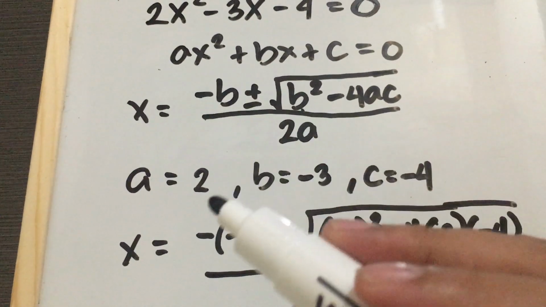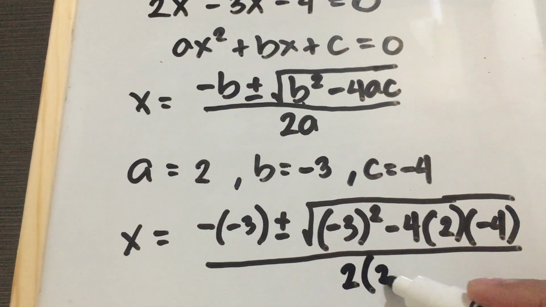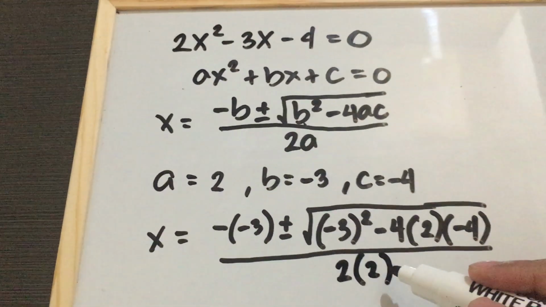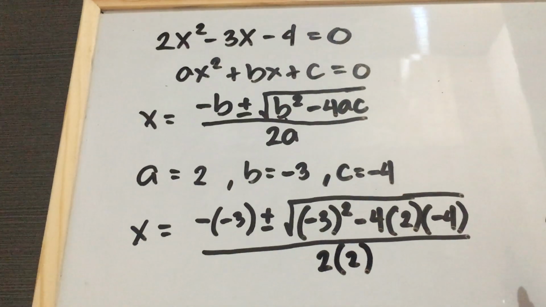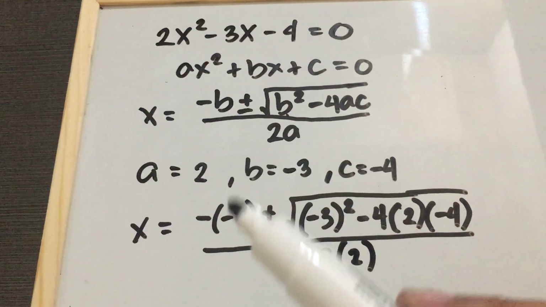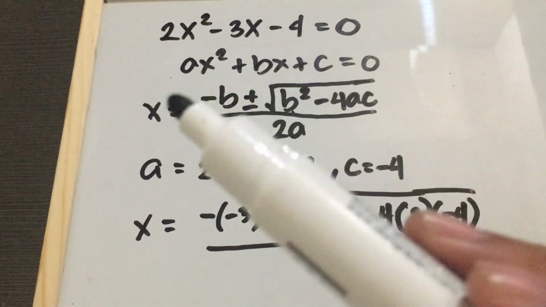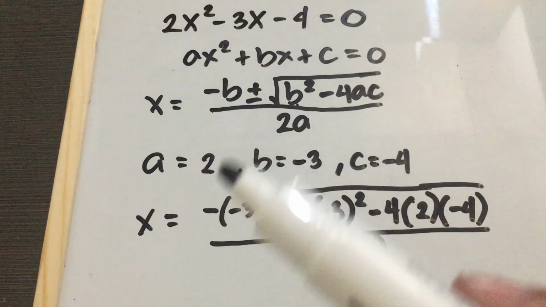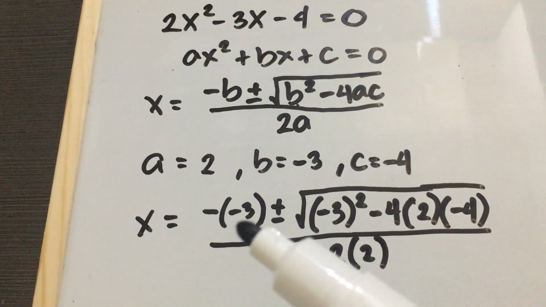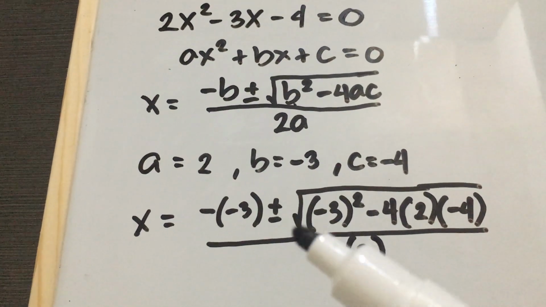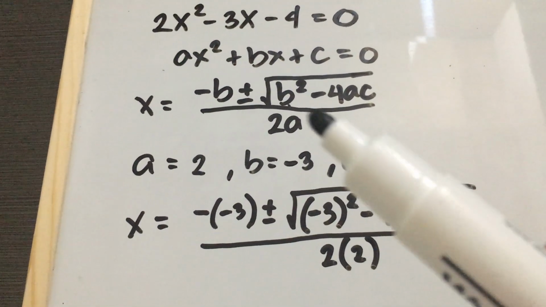And your A is 2. Okay, so we'll have just like this. So again, first step, just substitute the values of your A, B, and C to the quadratic formula. So again, copy the negative sign. The B is negative 3 plus minus square root of the B squared.